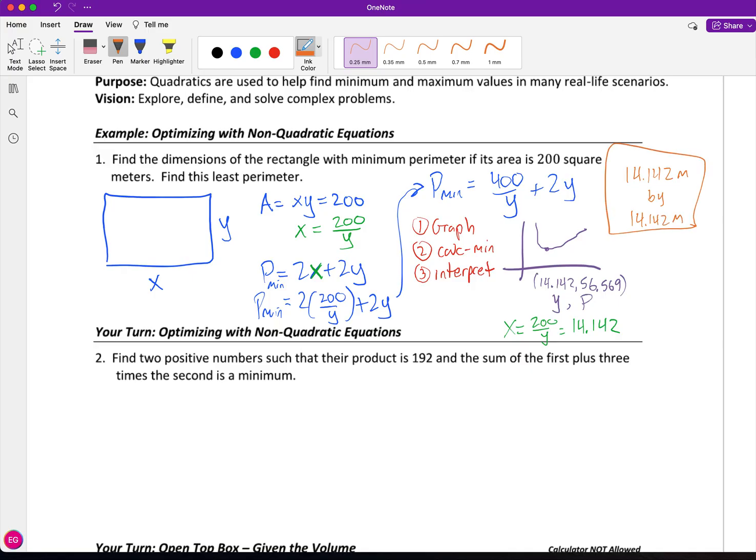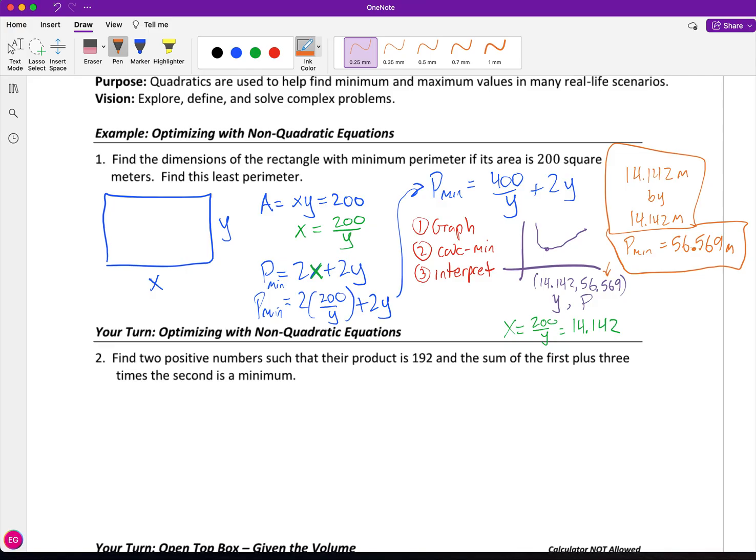So there's our dimensions. And then they asked what that least perimeter is. Well, the calculator spit that out right there for us. So our P min is just this 56.9. And it's still just meters, not meter squared or anything. So there we go. There is our first optimizing one.